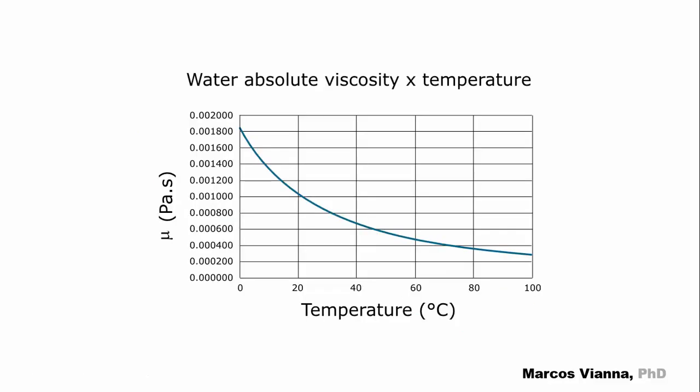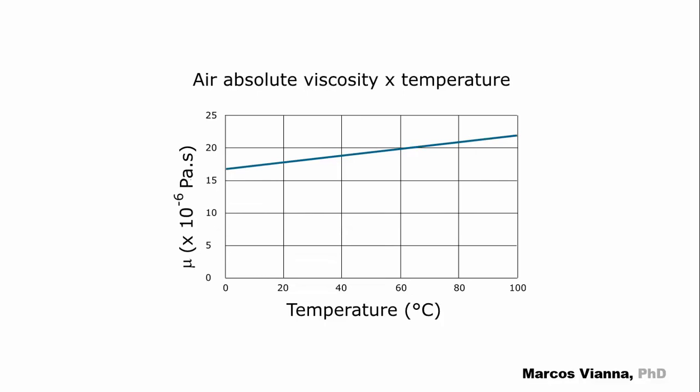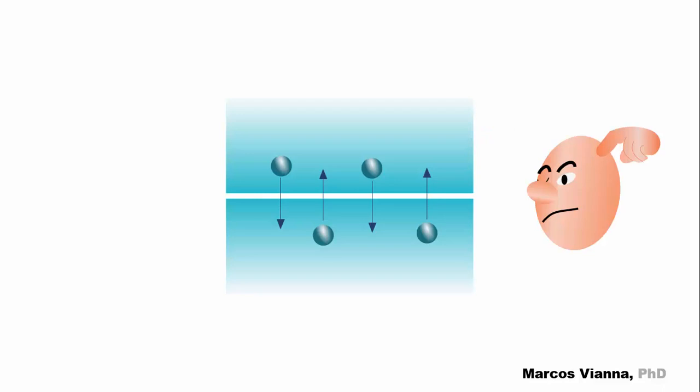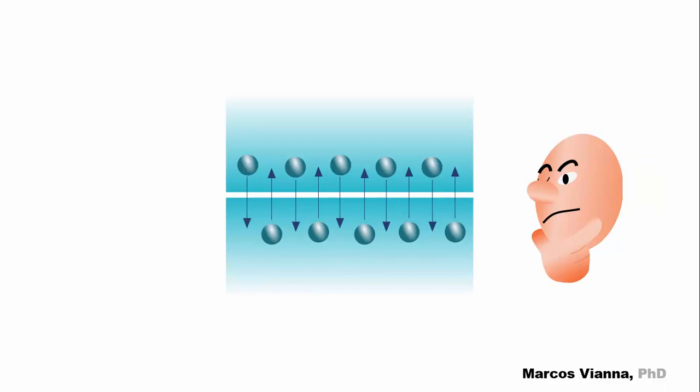See what happens with water viscosity. The higher the temperature, the lower the viscosity will be. But with the gases, the opposite happens. The higher the temperature, the higher the viscosity will be. See what happens with air viscosity. Why? Well, it's not so easy to understand. Air viscosity is related to the molecular exchanges between the two media that we wish to move. The greater the temperature, the greater this exchange will be.